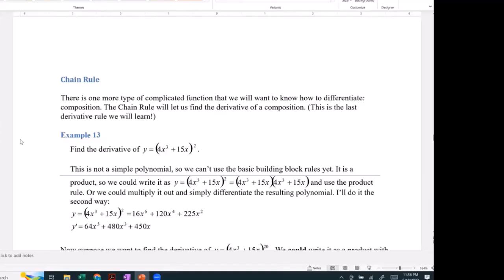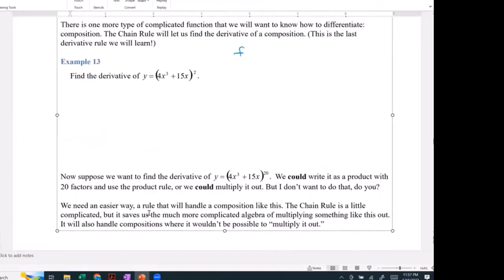There's one more type of complicated function that we want to know how to differentiate: the composition. Remember when we talked about composition and decomposition, we had an inner function and an outer function. It's back. Since we don't have the chain rule yet in our pocket, and the chain rule is going to apply here, it always applies, we've just never talked about it. So we could always just multiply these together.